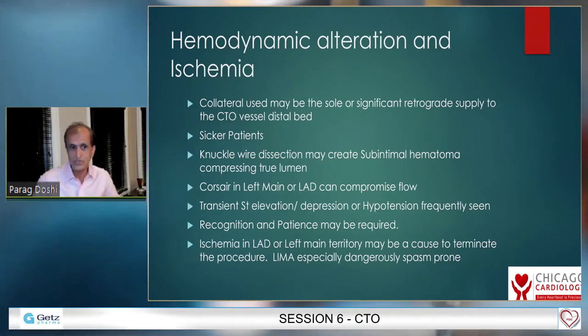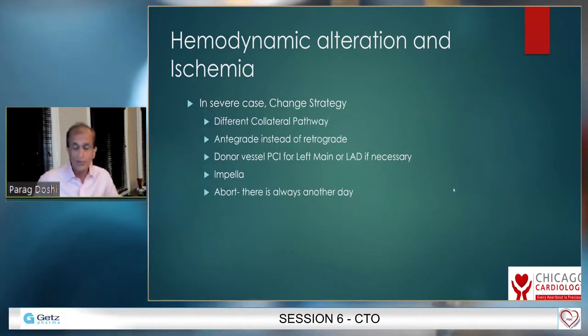LIMA is an especially dangerous conduit because it tends to spasm and the patient can go into ventricular fibrillation or cardiac arrest. If you have a severe hemodynamic alteration, you may have to change the collateral. Instead of retrograde, you may have to go antegrade. Sometimes, even if you have a 50-60% LAD, you may end up putting a stent to secure the lumen so now you can go through the collateral and not cause LAD ischemia with a Corsair catheter sitting across it.